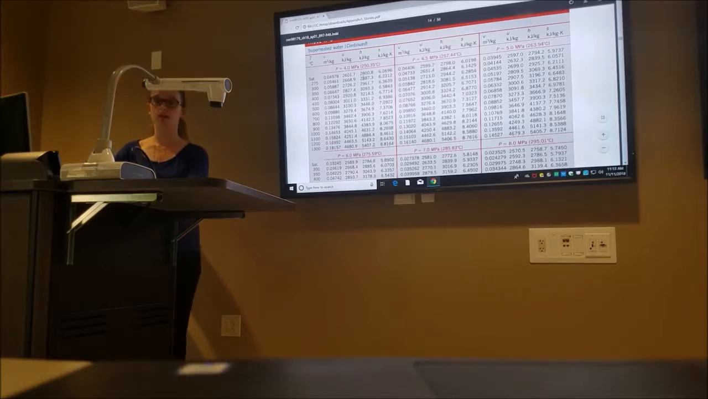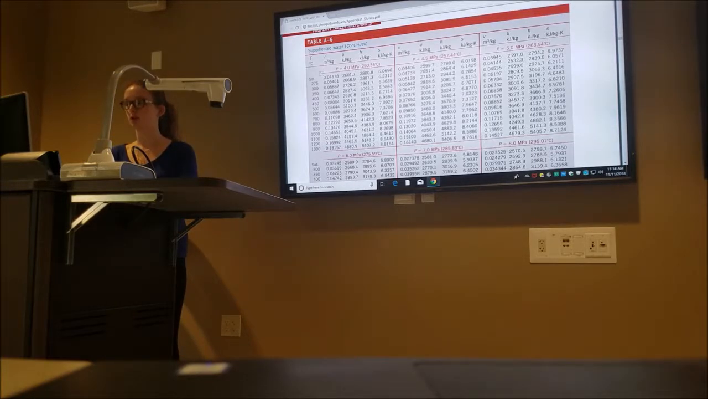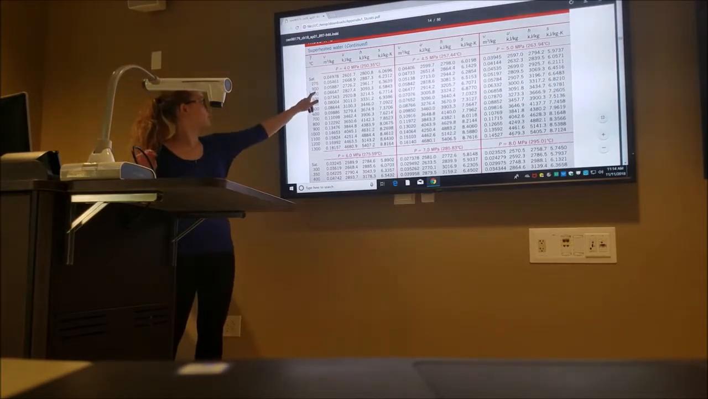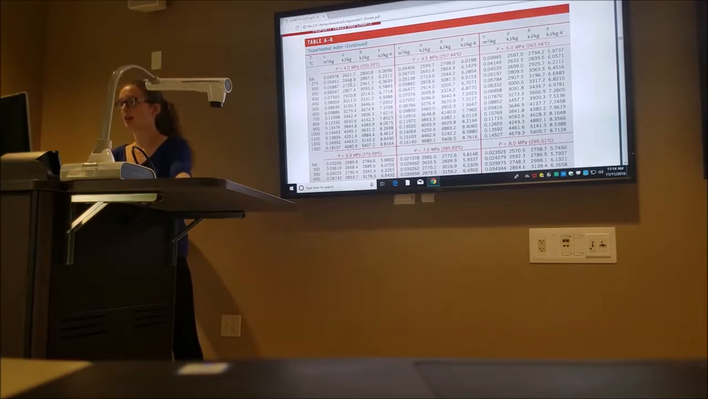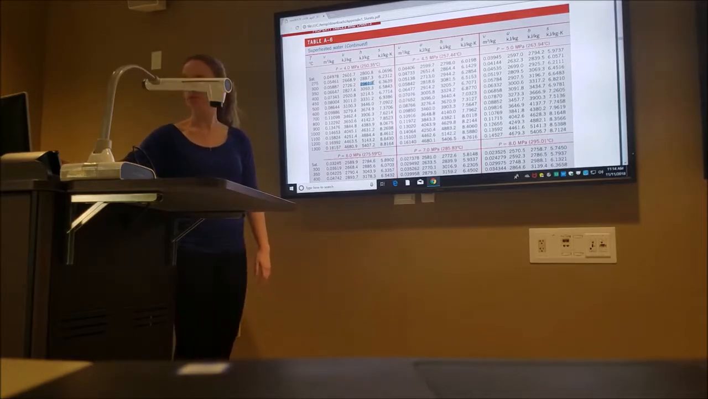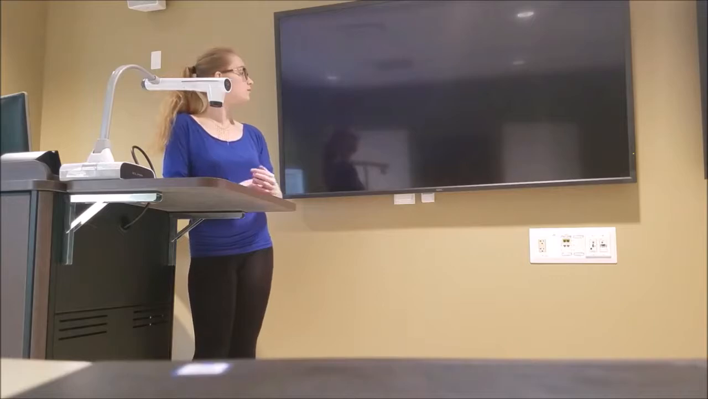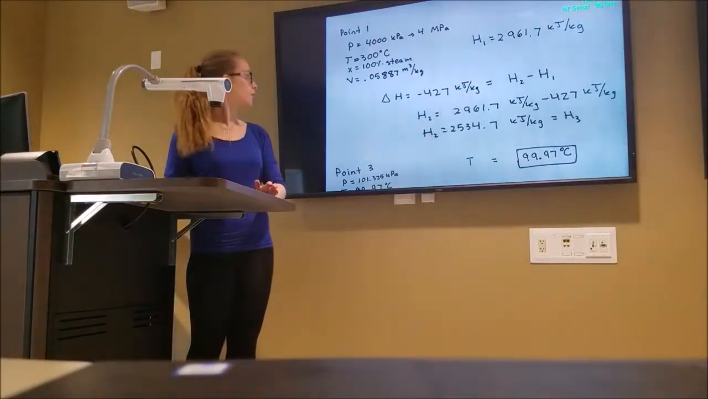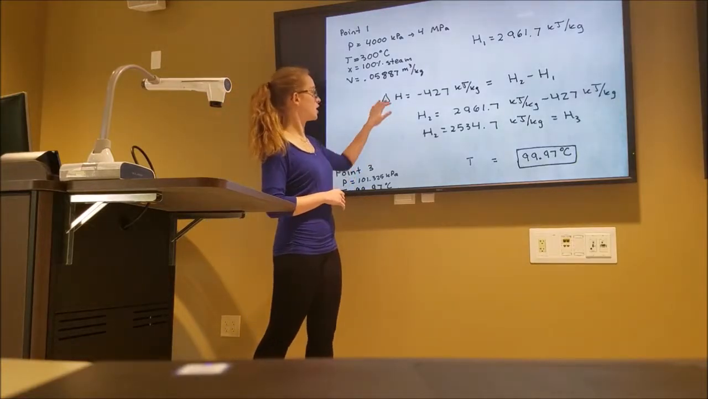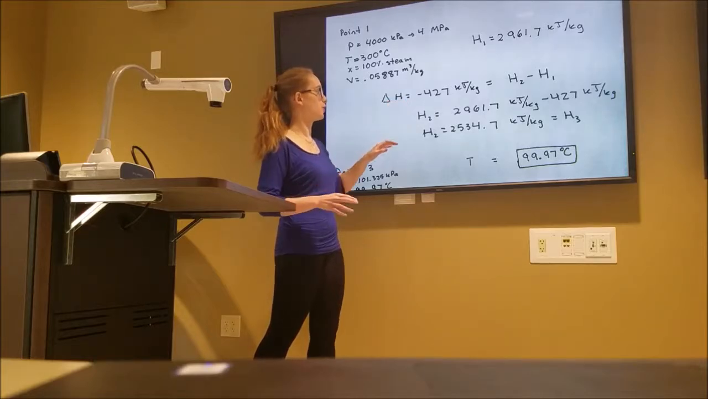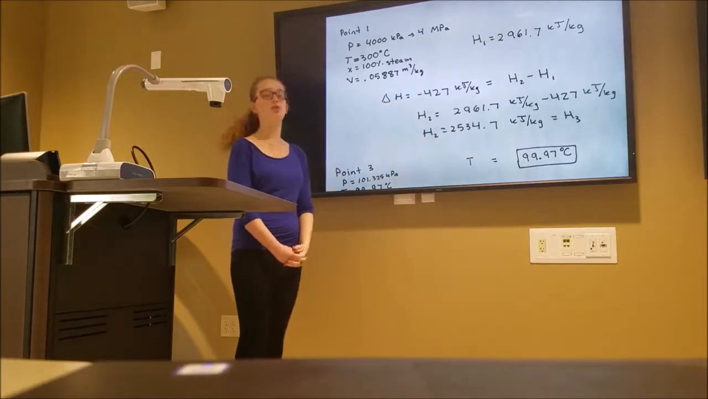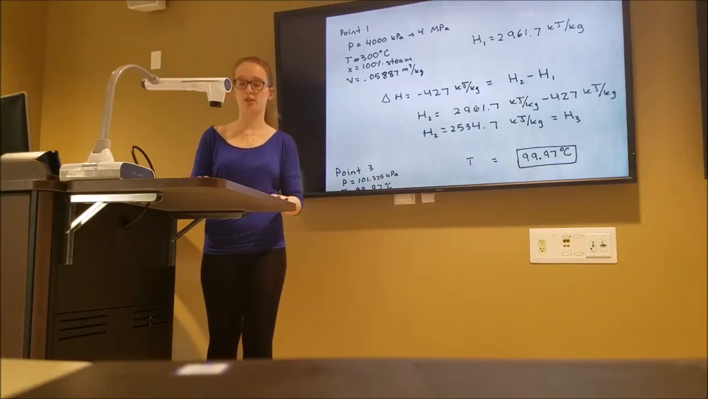So in our case, the pressure was 4 megapascals, so we want to be looking in this box. And the temperature was 300 degrees Celsius. So using that, we can see that the enthalpy is 2961.7 kilojoules per kilogram. There we go. So now that we have H1, we can get H2. It's just going to be the change in enthalpy from point 1 to point 2 plus the enthalpy at point 1. So plugging in those values, we get that H2 is 2,534.7 kilojoules per kilogram.